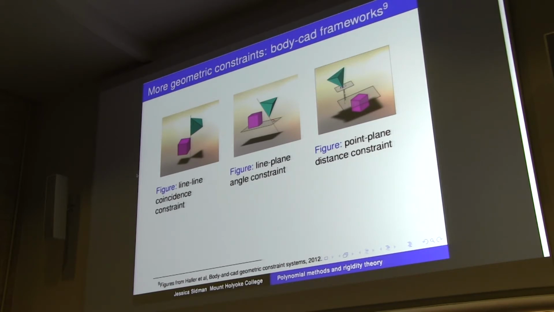So body bar frameworks were where you had these rigid bodies and you specified point-point distance constraints between them. That's what bars are. You're saying, I'm constraining the distance between points in my bodies. Well, points are just affine linear spaces. So maybe what we could do is allow ourselves to put other kinds of affine linear spaces on our rigid bodies and put other kinds of geometric constraints between those affine linear spaces. So for example, in figure 1, what we've got is a cube and a tetrahedron. I've affixed a line to each of them, and I'm saying those 2 lines have to coincide.